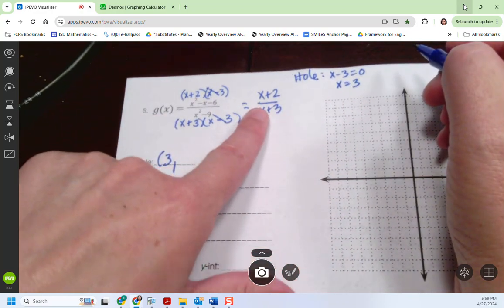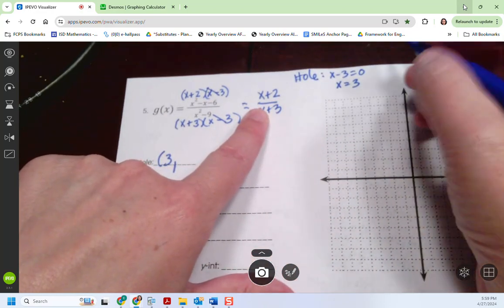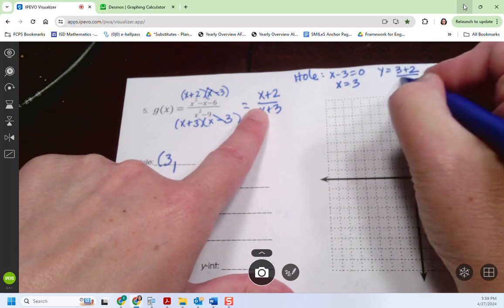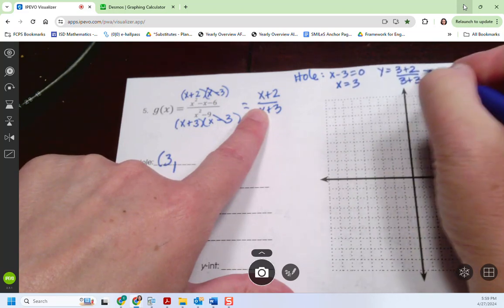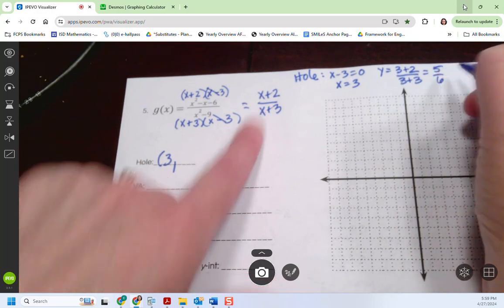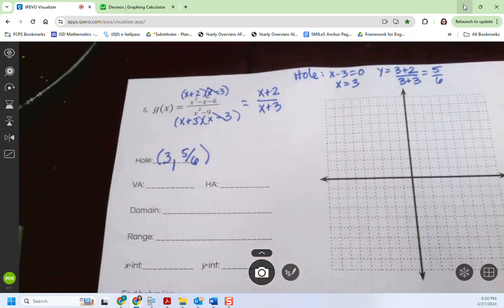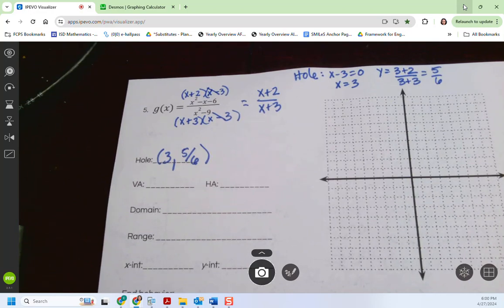Substitute that back in here to find the y coordinate. So the y is going to be 3 plus 2 over 3 plus 3, which is 5/6. Often there's a fraction for the whole. Not always, but a lot.